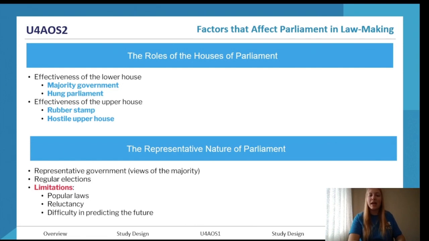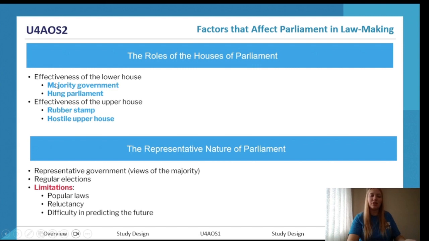And next, looking at the representative nature of parliament. So we know that in Parliament, we have representative government. They are intended, especially the lower house, to reflect the views of the majority because they are the people who have voted them in, thus directly chosen by the people. And there are regular elections that ensure that Parliament remains representative, said House of Reps every 3 years. So the fact that they're directly chosen by the people and the fact that there are regular elections aims to ensure that Parliament remains representative and they reflect the interests of the people in their lawmaking.